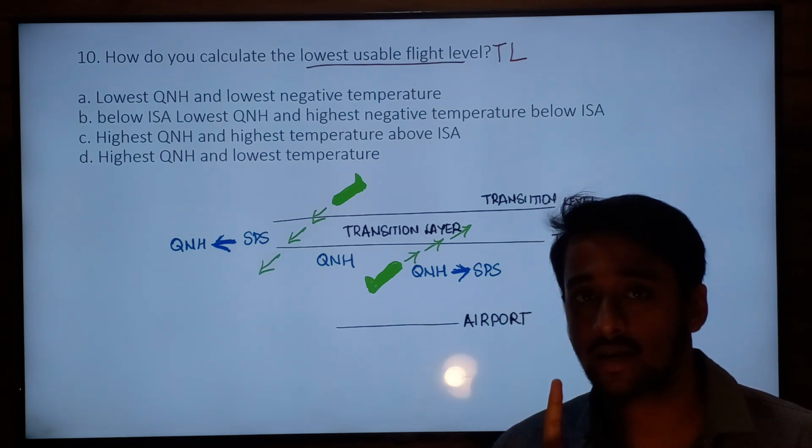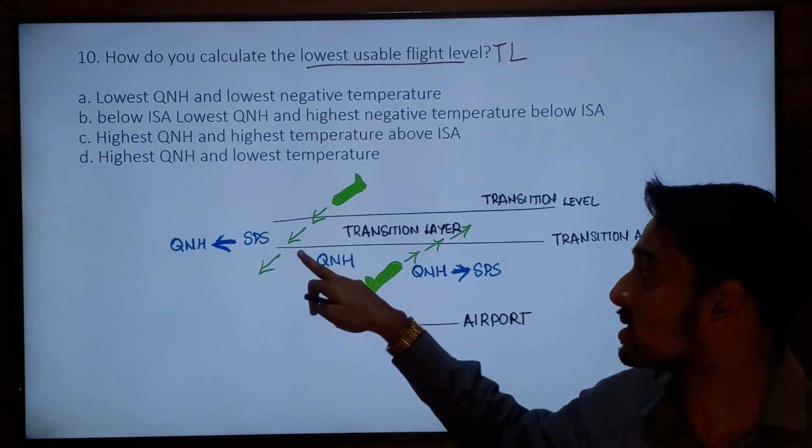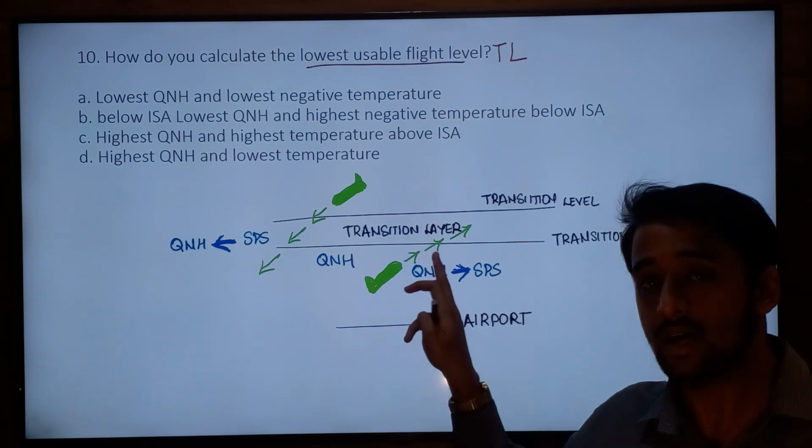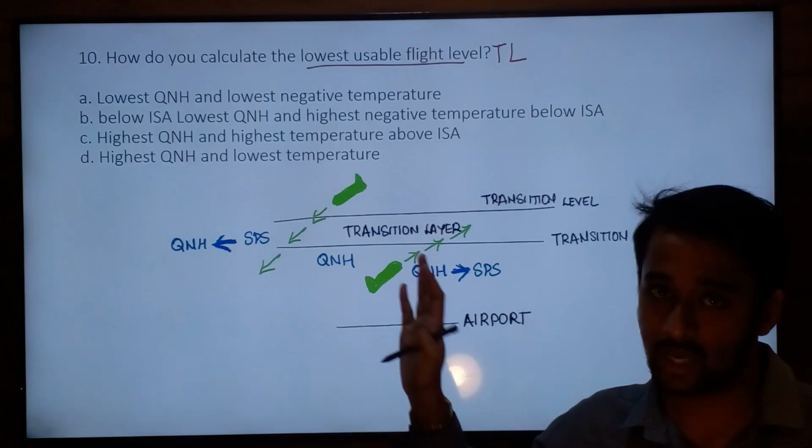The only duty that is in your hand is that when you cross transition altitude during climbing, you change from QNH to standard. When you descend, you change from standard to QNH.